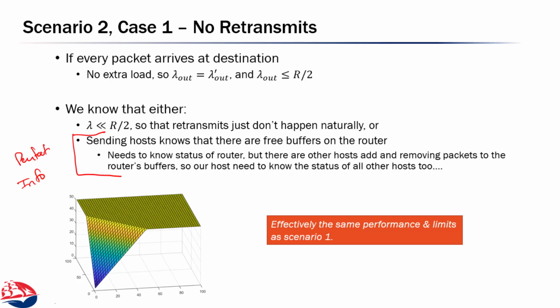And I need to know the intentions of the other senders to make sure that they're not going to send at the same time. I need to know the availability and the capability of the receivers, to know that they can pull the data off the router in time. And I need to know that the router doesn't already have a full buffer.